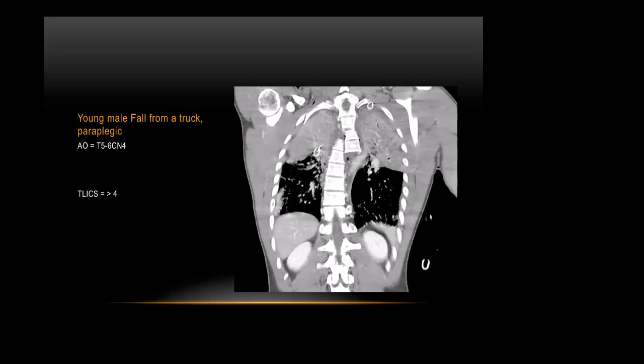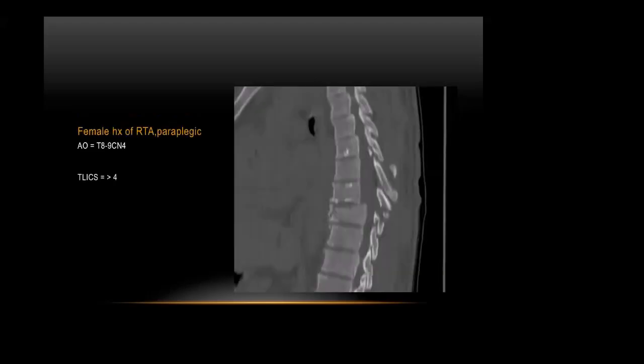So if you want to operate, how will you counsel that patient? That would be only for rehabilitation purposes, sir. No neurological outcome is expected. You don't expect a neurological recovery. Exactly. Okay. Now this is a female with a history of RTA who is paraplegic. This is the dorsal spine. This is the score. Explain it.